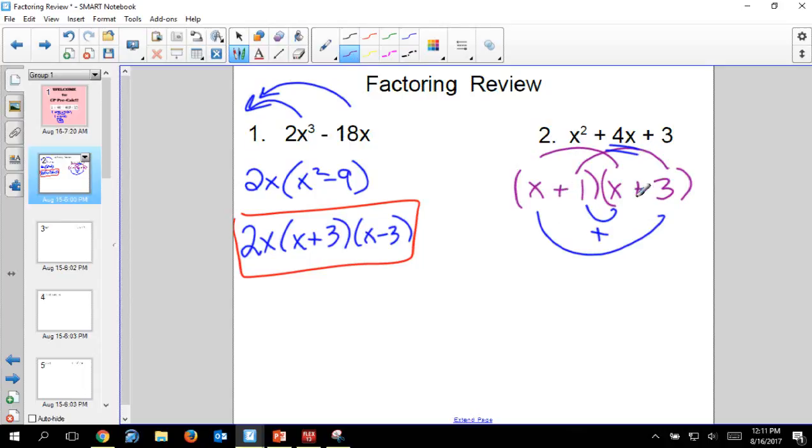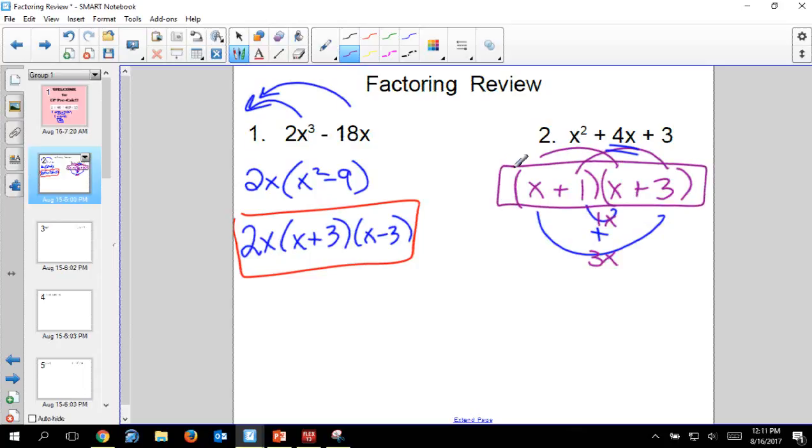Oops. So if I multiply x and 3, I get 3x. If I multiply 1 and x, I get 1x. Does that add up to give me 4x? So then I've checked it. So you guess what goes here, and then you FOIL it back together to check it. Guess and check.